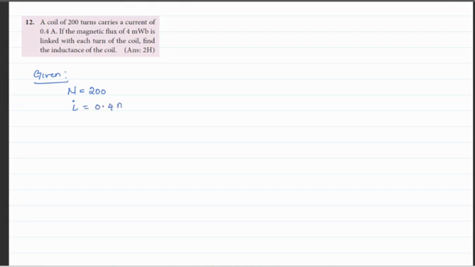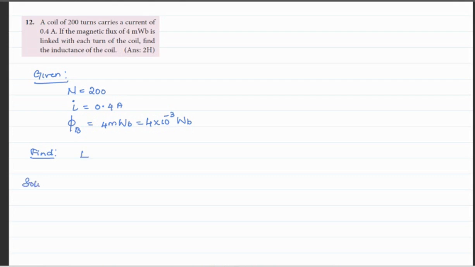Magnetic flux phi B linked with the coil, with each turn of the coil is 4 milliweber. So which is equal to 4 into 10 power minus 3 Weber. Okay. Find. என்ன கேட்டிருக்காங்க? Find the inductance of the coil. You are asked to find the inductance L.